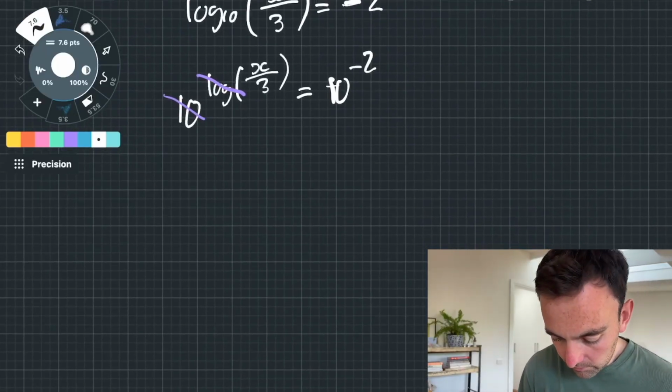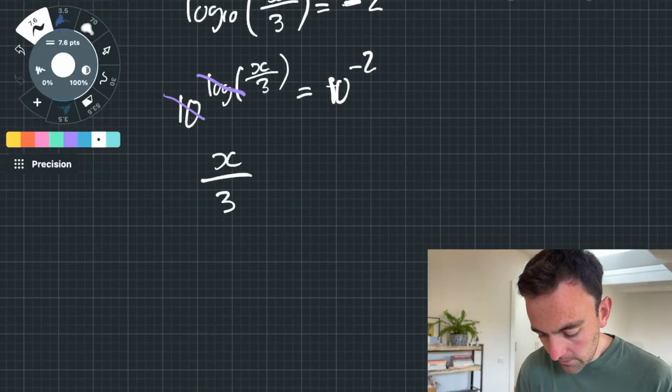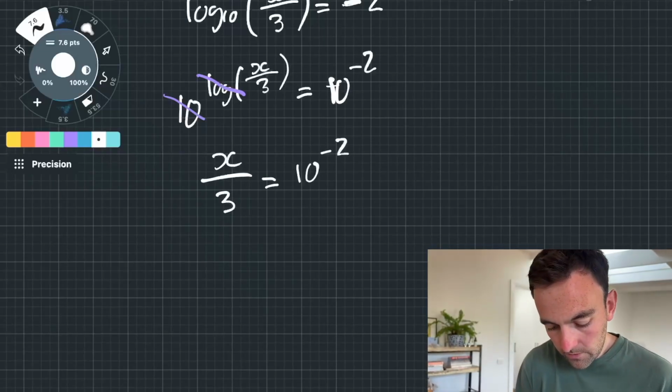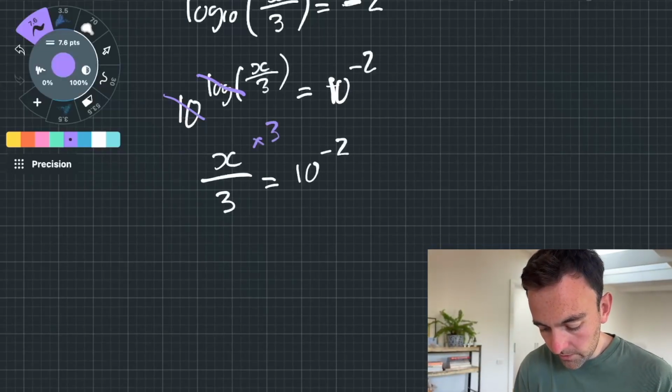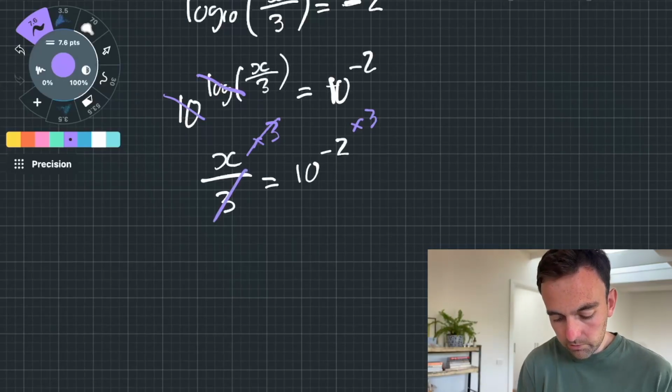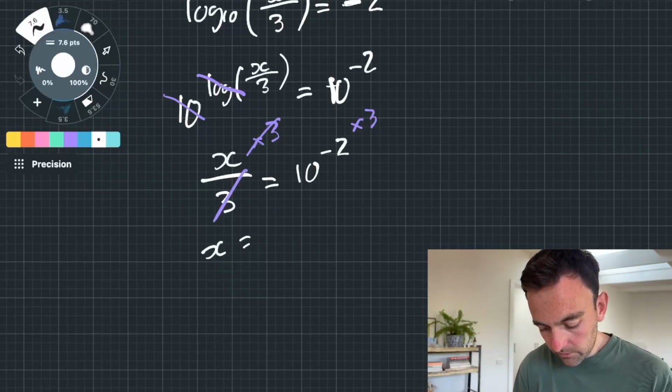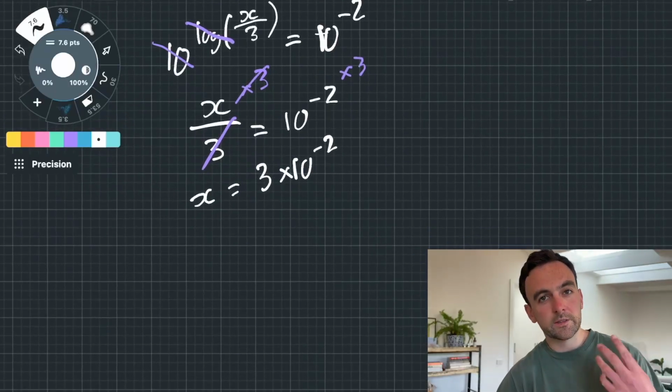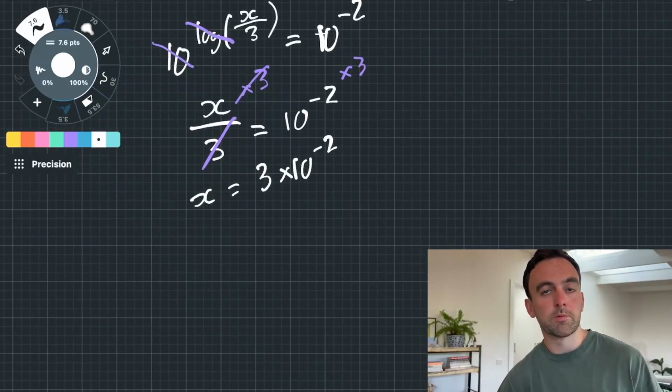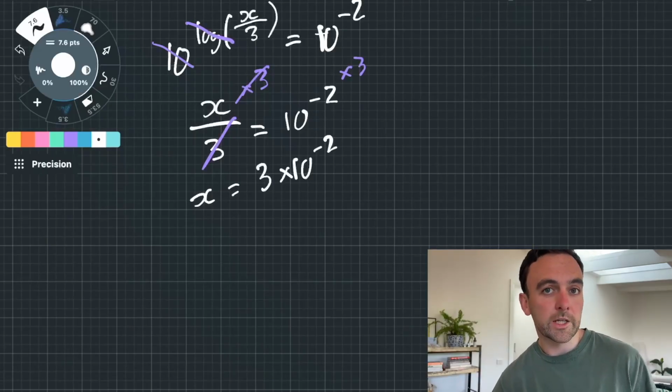They cancel out, so what we're left with is x over 3 equals 10 to the negative 2, and then we can just multiply 3 by each side, which will get rid of that. So in this case, x would equal 3 times 10 to the negative 2. Okay, so it's exactly the same. Just go through your process and you can really rearrange any logarithm.